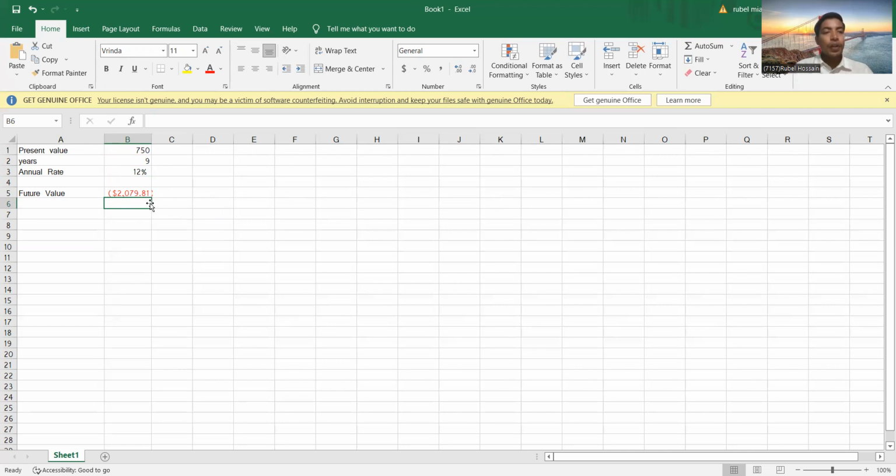We could easily solve this interesting time value of money problem, in finding the future value by given present value, years and annual rate. So in this way we can solve various problems in case of time value of money. I hope you guys can easily understand how to calculate future value by using Excel.